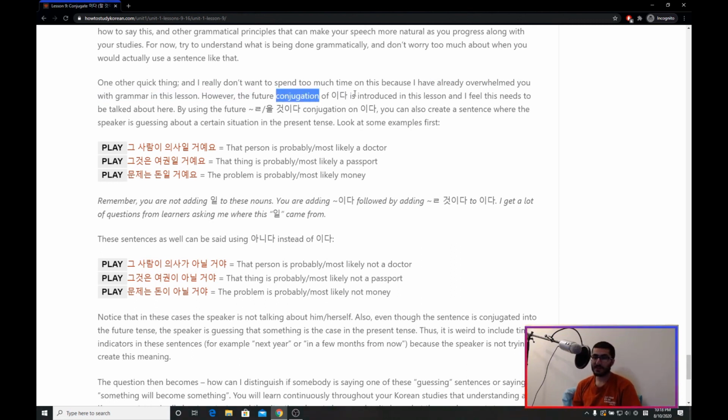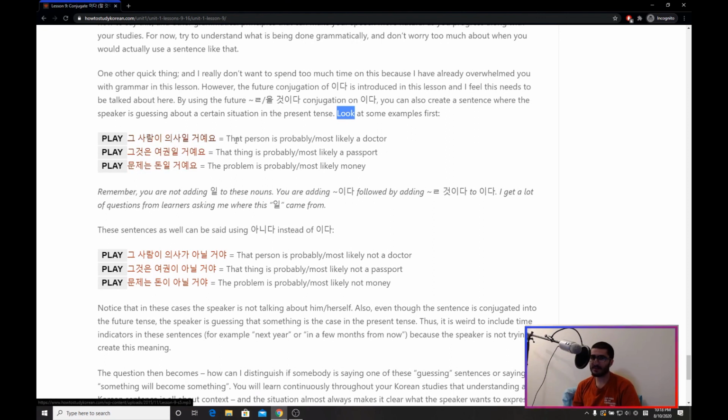All right. The future conjugation of 이다 is introduced in this lesson, and I feel the need to talk about it here. By using the future tense, the 일 거다 conjugation of 이다, you also create a sentence where the speaker is guessing about a certain situation, in the present tense. So let's look at an example. 그 사람이 의사일 거예요. That person is probably or most likely a doctor.